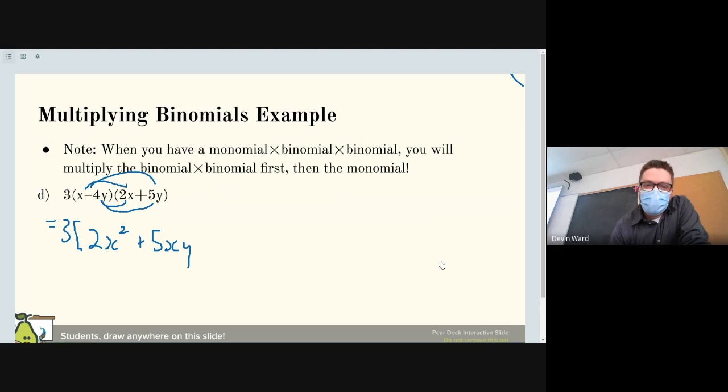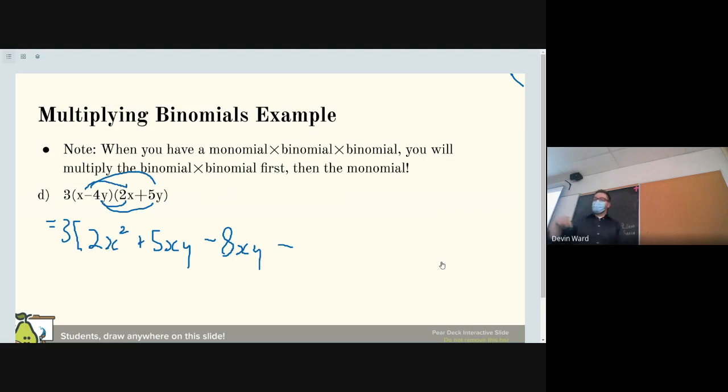Okay. So we have negative 4y times 2x. So we'll multiply our coefficients together. That would be negative 4 times 2 is negative 8xy. So negative 4y times positive 5y, so the whole thing will be negative. 4 times 5 is 20y squared.